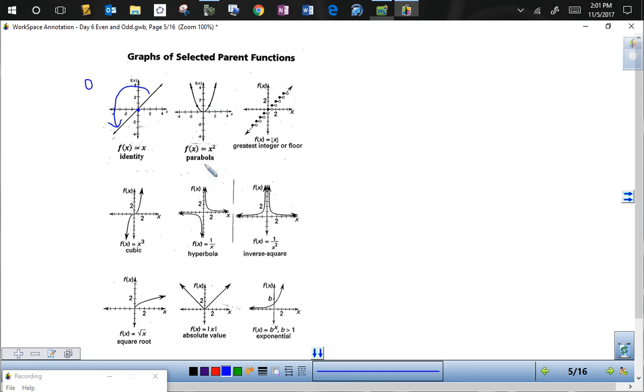Okay, the next one is a parabola. We just talked about that as our example for even, so hopefully we know that is an even function. Okay, you'll notice it has reflection symmetry over this y-axis here.